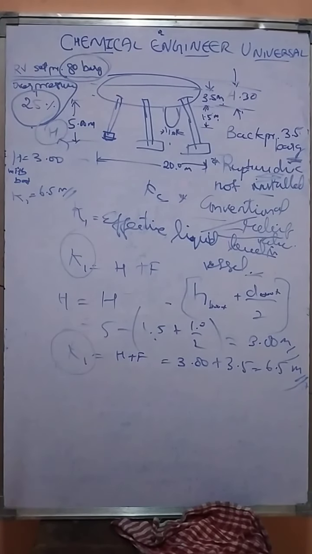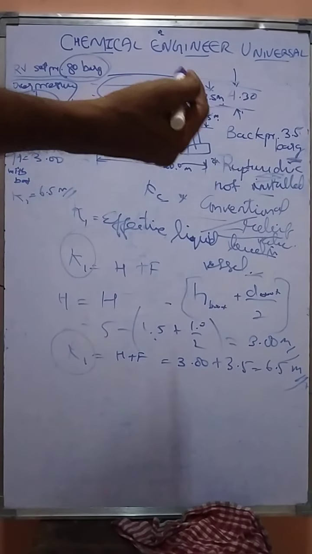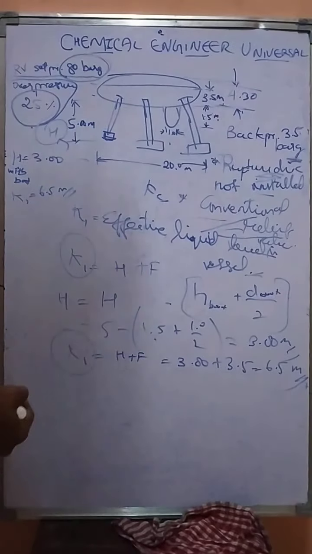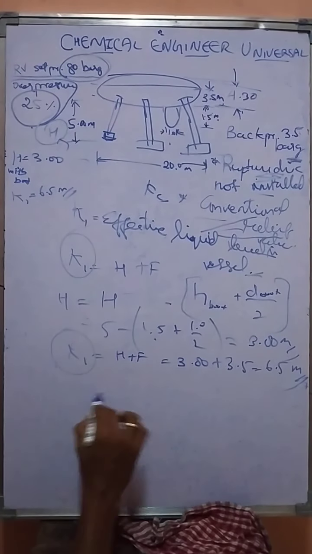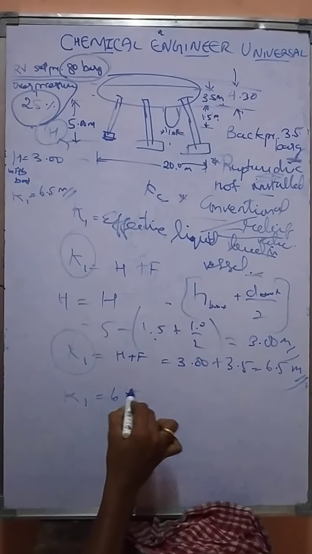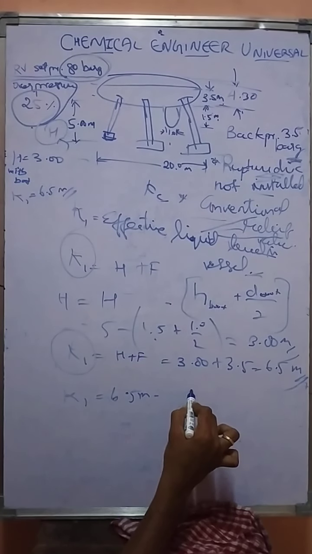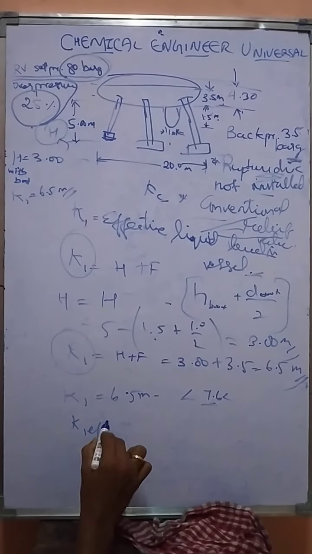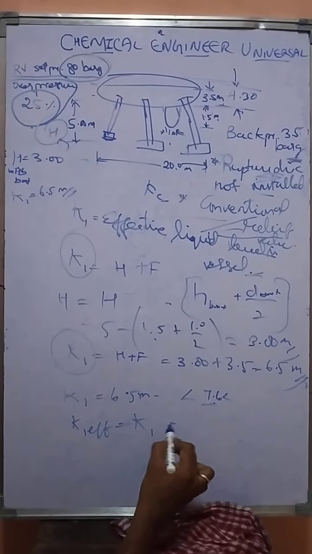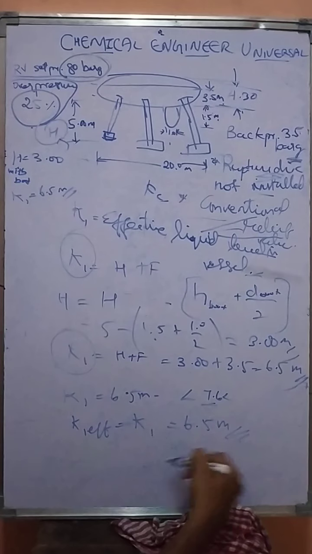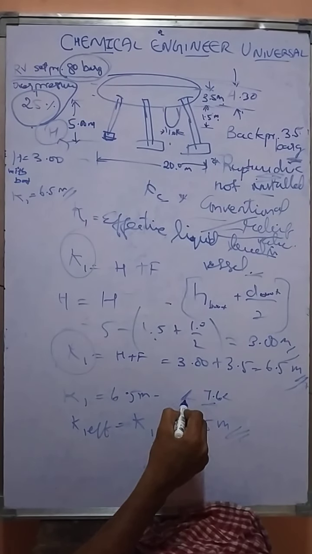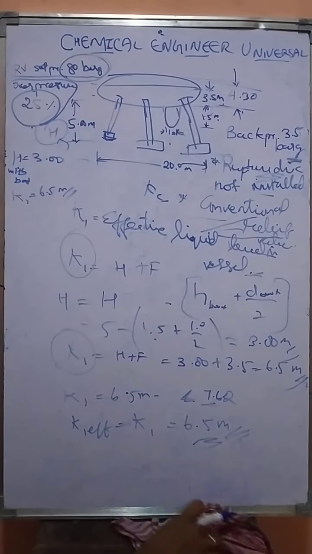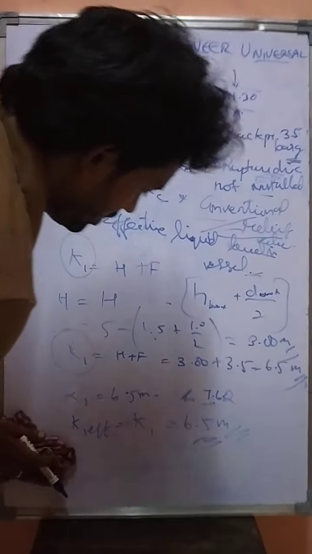If it is exceeding the 25 feet or 7.62 meter, then that will not be the value. 7.62 will be the value. If it is not exceeding, the current K1 value is less than 7.62 meter, then K1 effective will be equal to whatever the K1 value that is coming. This is equal to 6.5 meter, right? If it is exceeding the value, then the value will be 7.62, right? So you can proceed to the next thing.